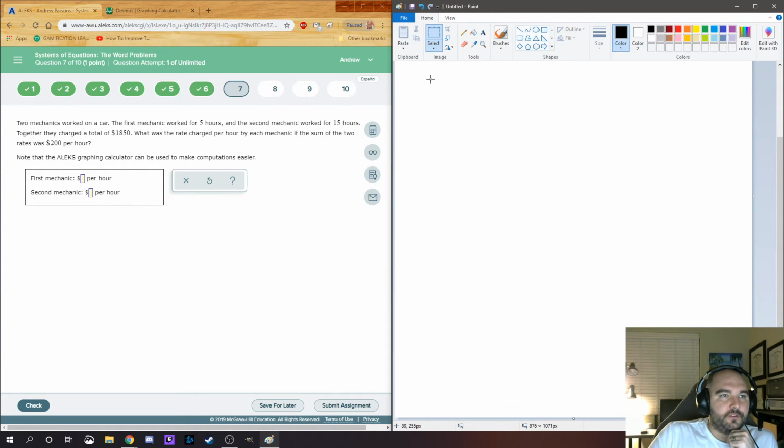The first mechanic worked 5 hours, and we don't know how much he gets paid per hour. That's really what the problem says. It might be good to go to the end of the problem. What is the charge rate per hour by each mechanic? Well, one guy works 5 hours and charges this much, we don't know. The other guy worked 15 hours and charges this much. We don't know that either. But what I do know is that after they charged, they got $1,850.